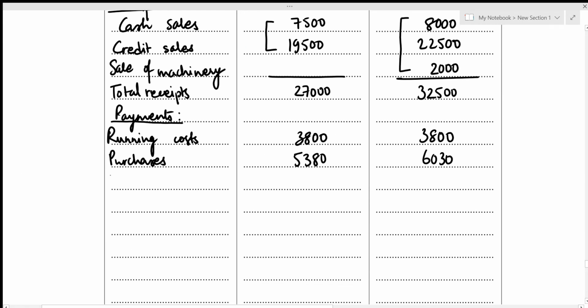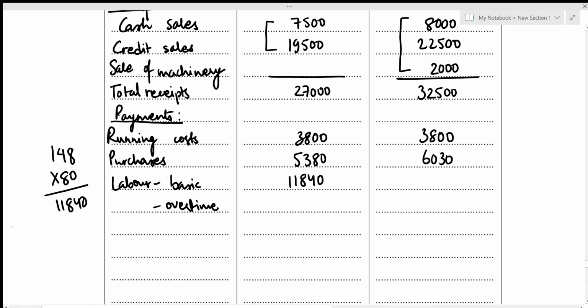We can write it down as labor, and we have a basic rate and an overtime rate. So for March, we have the total production level of 148. We need to provide a basic rate for these total units, right? So the basic rate is 80, which gives the amount to be recorded in our cash budget to be 11,840. So that's the basic rate. Then the additional unit greater than 140 is 8. So we need to provide an overtime of $10 for those units, which is going to be 80.